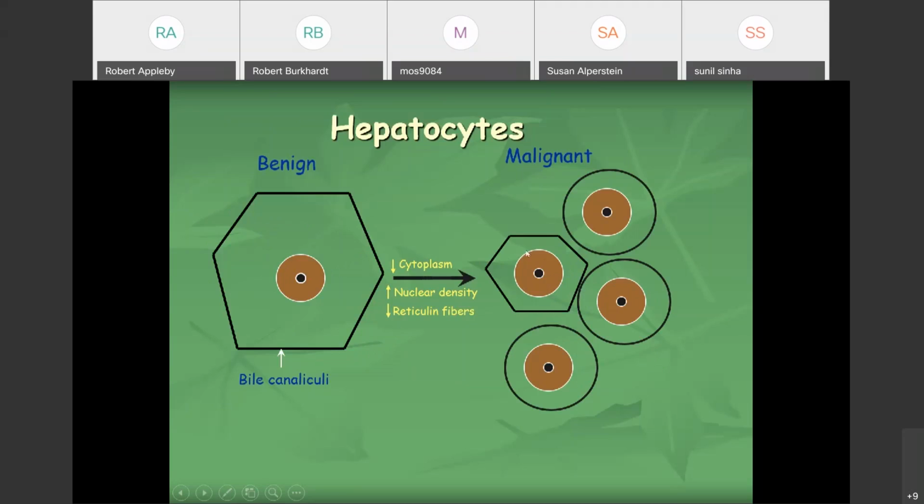Occasionally you have small malignant hepatocyte with kitchen tiles, but it's rare. Most of them are round up. You see high NC ratio, same size nucleus, nucleoli, but cytoplasm reduced.